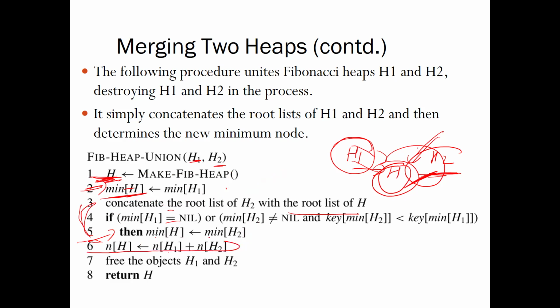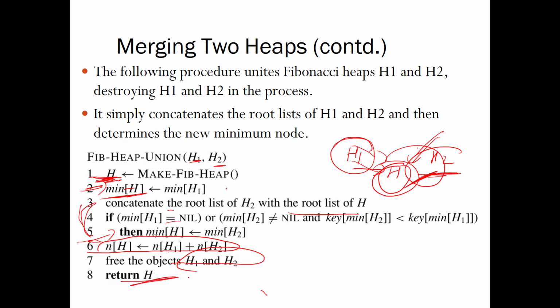Then we have to change the number of nodes. What is the number of nodes in the new tree? It's simply the number of nodes in the first tree plus the number of nodes in the second tree. N of H1 plus N of H2 is N of H. Now, once this is done, you free the objects H1 and H2, that is the old trees. Just delete the pointers and all, and you return H.